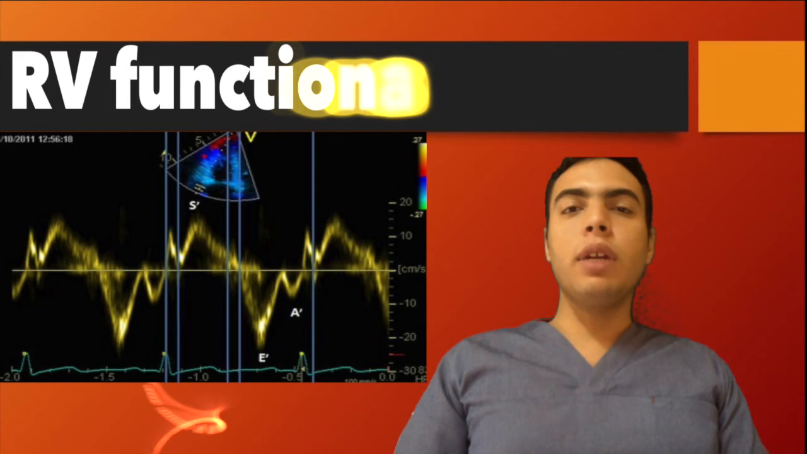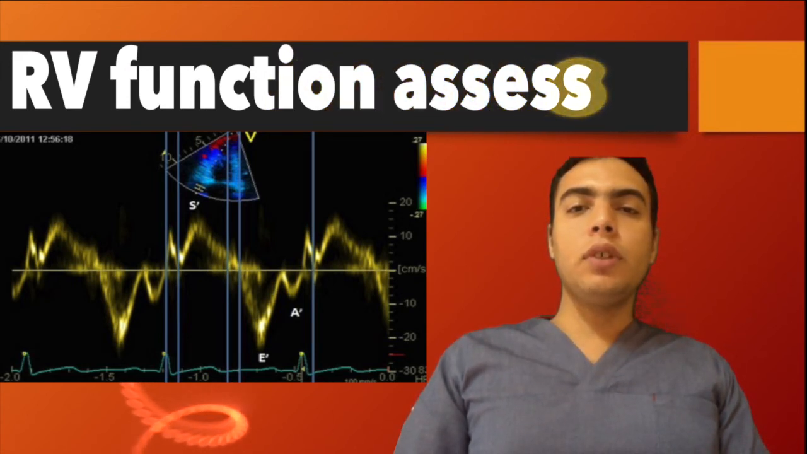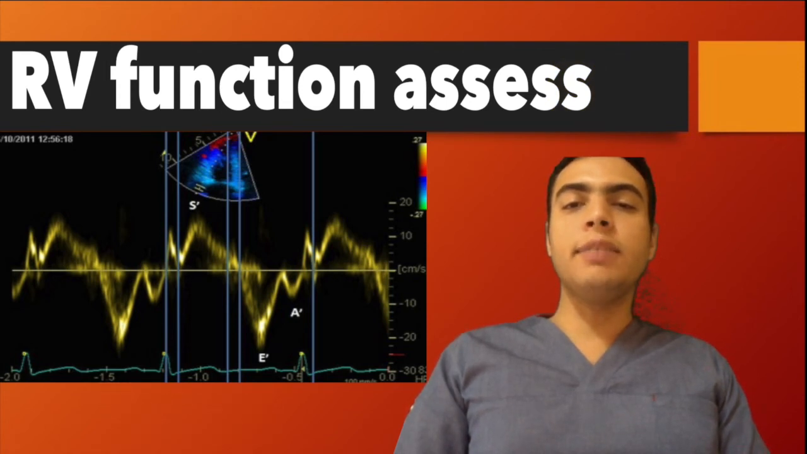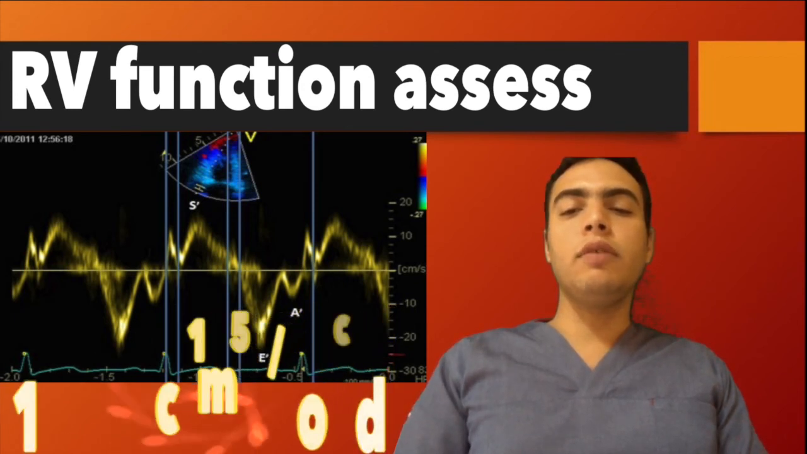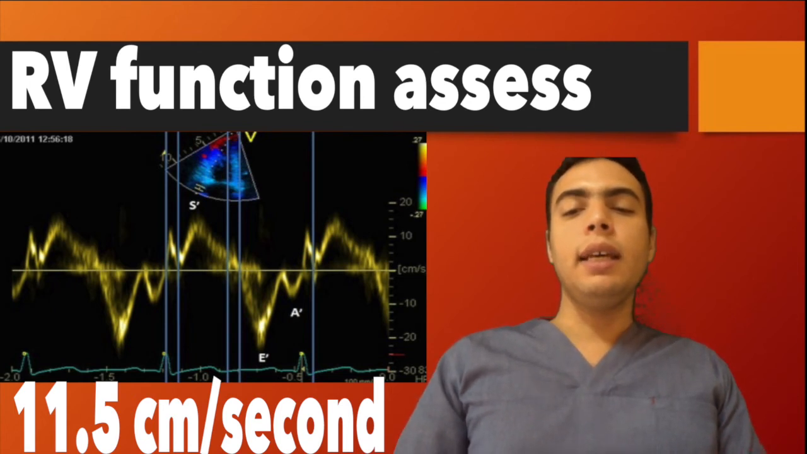Another method is by using tissue Doppler imaging. Actually, we add a pulsed wave at the same area that we used before, the tricuspid annulus, the most lateral part of the tricuspid valve, to see the tissue Doppler imaging drawing of it, and to measure not the longitudinal displacement only, but the velocity of the displacement. So if this velocity is less than 11.5 cm per second, this means there is ventricular dysfunction.